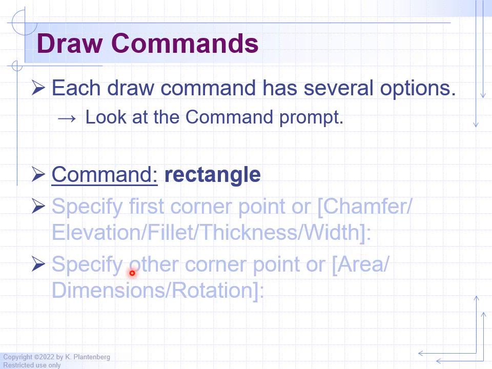So if you just pick a first corner point, it's then going to go to the other corner point. And again, you can do the other corner point or the option of I want the rectangle to have this area, or the rectangle to have these dimensions, or I want it to rotate. I don't want it lined up in the X and Y coordinates. I want it rotated at a certain angle. Those are options of the rectangle command.